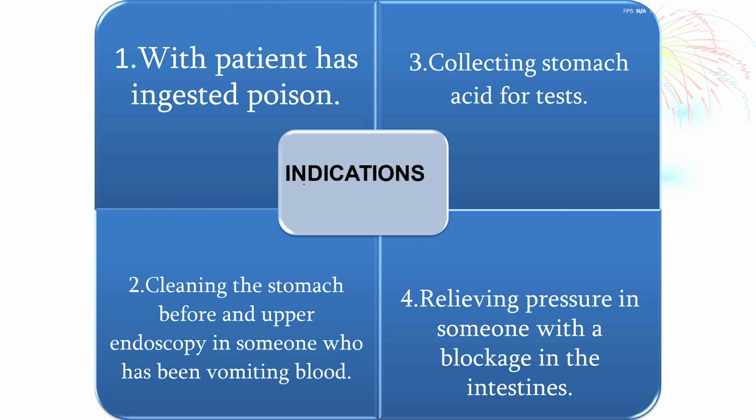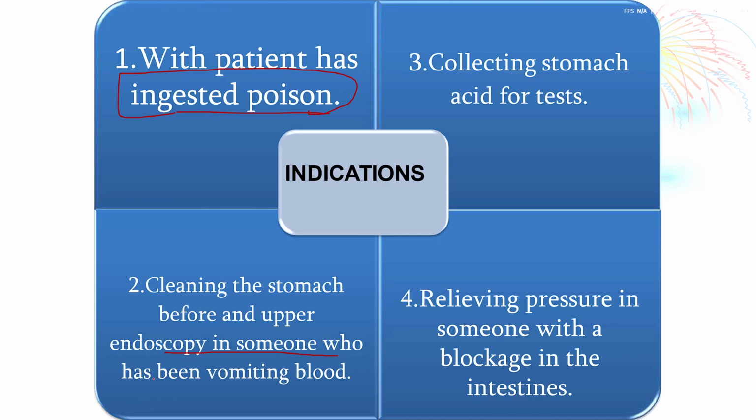What are the indications for gastric lavage? A patient who has ingested poison. We cannot use it for inhaled poison. We cannot use it for poison that has been given IV. We can only use it for edible poisons that have been eaten and are present inside the stomach. That's a very important point. Second indication is cleaning of the stomach before upper endoscopic procedures.